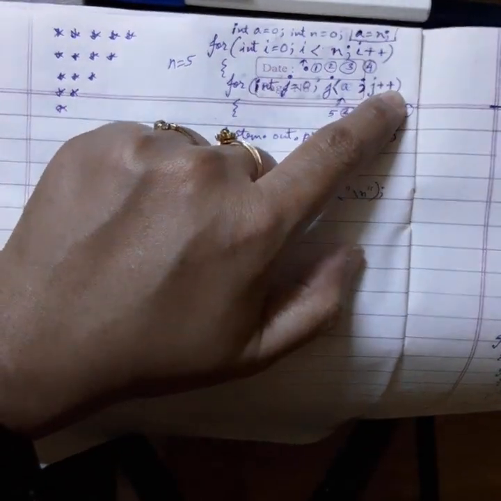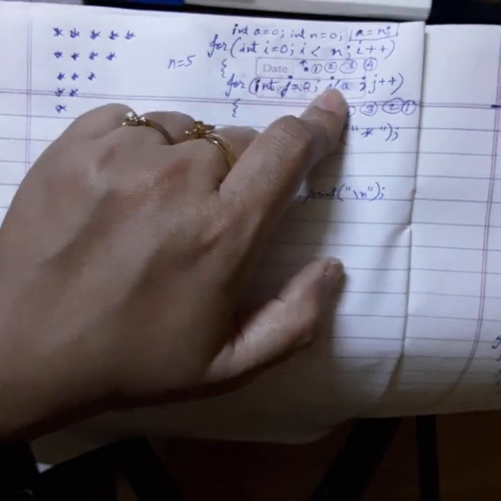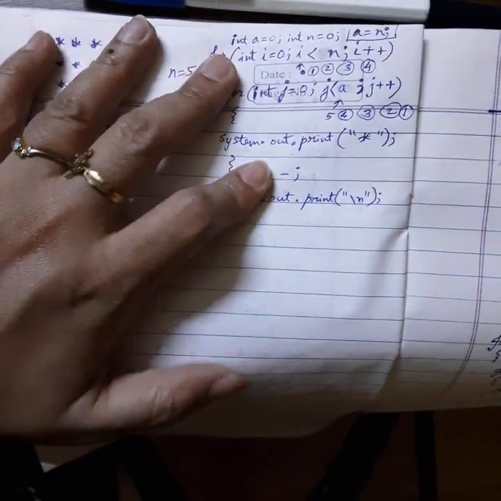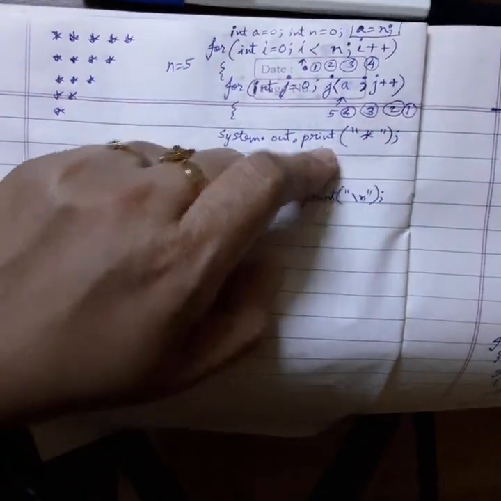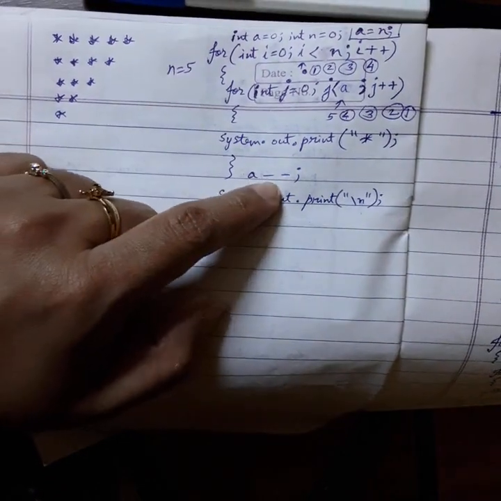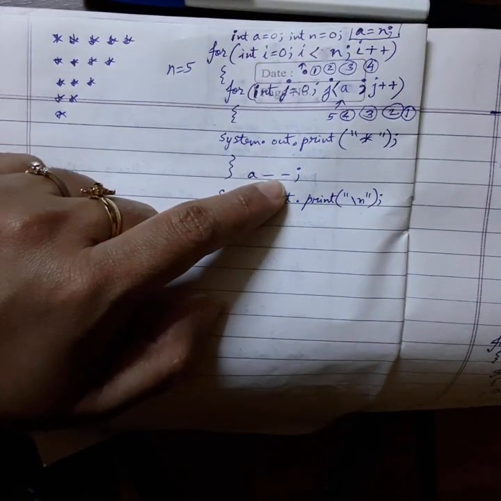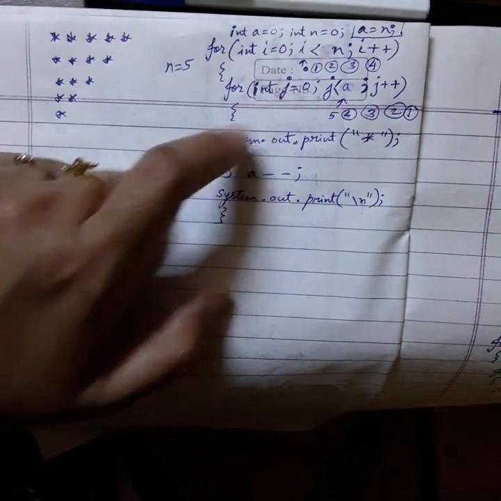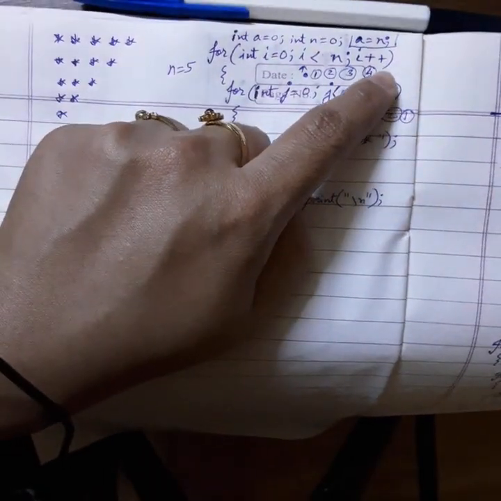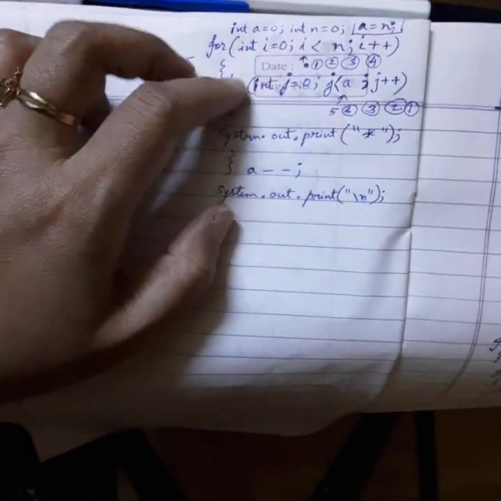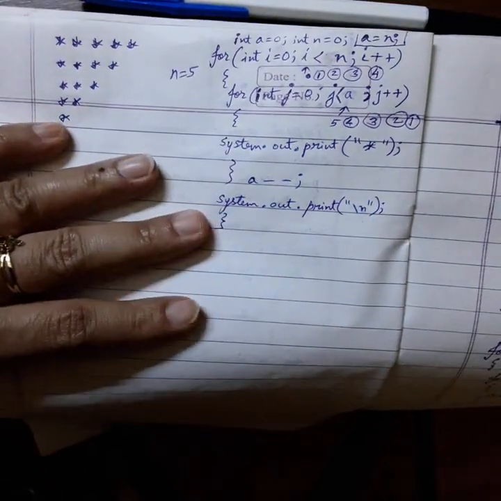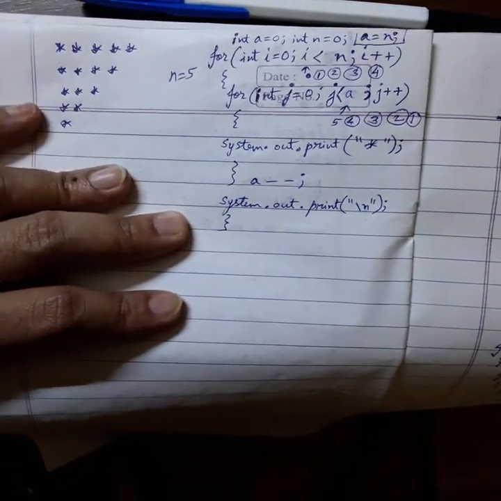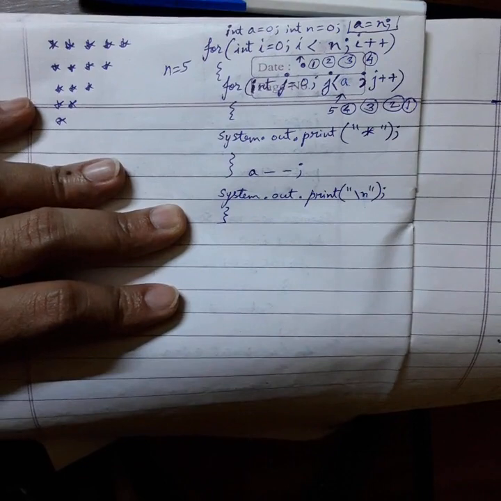Now J is incremented to 1. So 1 is less than 1? No, so it breaks out. A is decremented by 1, value of A is now 0, but I is incremented to 5, but 5 is not less than 5, so it breaks out of the mother loop. That is the logic of this program.